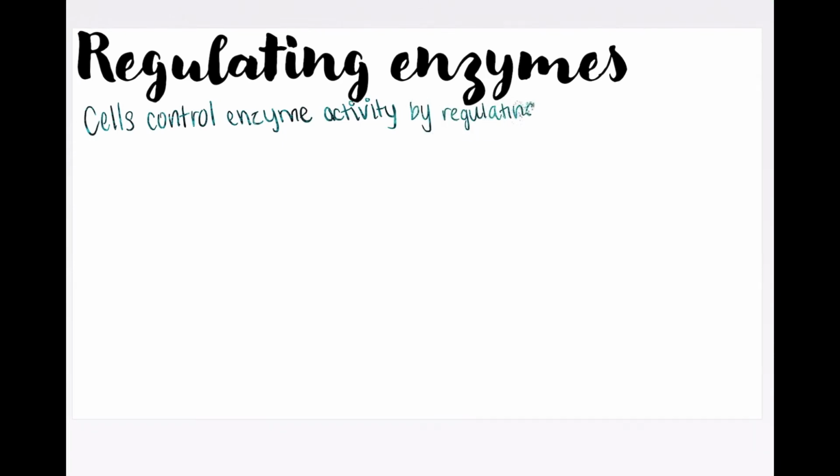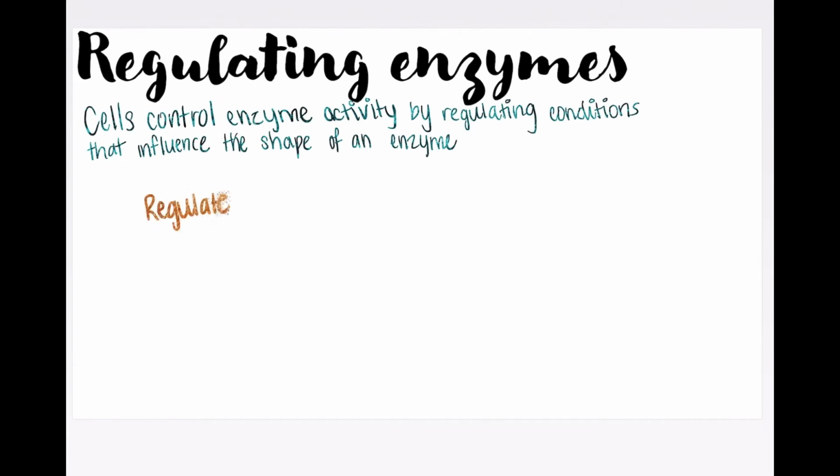And your cells are going to do that by regulating the conditions in the body that enzymes are functioning in. Conditions that influence the shape of your enzymes are how your cells are controlling how much the enzymes are able to work. Remember that enzymes are very sensitive to that. If we mess with the conditions in which they work, they're going to stop working.